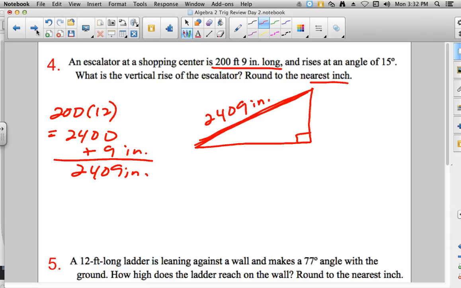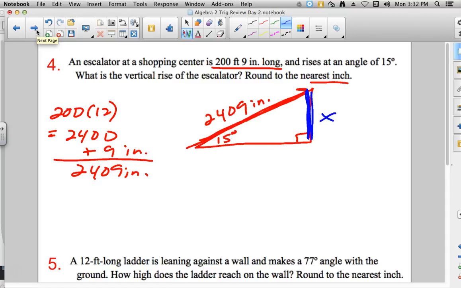What next? Well, now we need to figure out where this 15 degrees is going to go. So it says it rises at an angle of 15 degrees. Well, as you are on the escalator, you are rising. So that angle right there is going to be 15 degrees. They want to know what the vertical rise of the escalator is. Well, vertical is up and down. So that is going to be the vertical rise of the escalator.